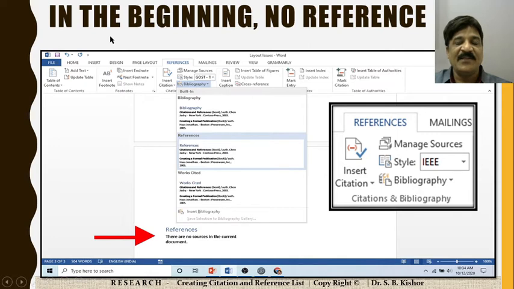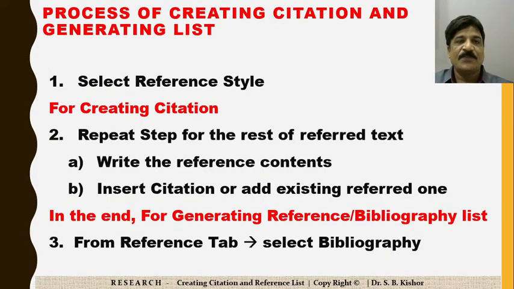So in the beginning, if you are going to click on this, what is going to happen? You will get a message something like this: there are no references. Now, what is the process of creating a citation and generating a list? So first of all, you need to select a reference style, whether it is IEEE, APA, MLA, or whatever it may be.